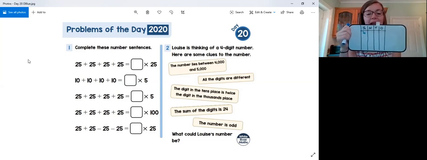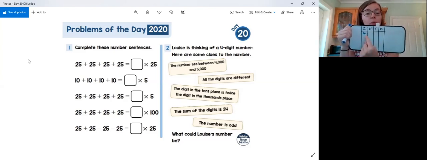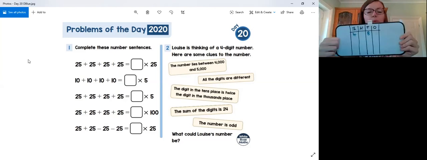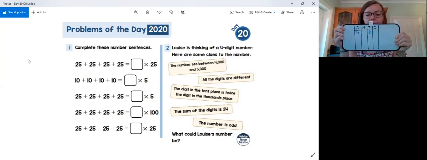The digit in the tens place, this one, is twice the digit in the thousands place. Well, if we come over to our thousands, we already know this one. So if this digit is twice this digit, it means it is 2 times this digit. What is 2 times 4? It is 8. So we've now filled out that one as well. So it is 4 thousands, it is 8 tens. We just need to figure out the hundreds and the ones.